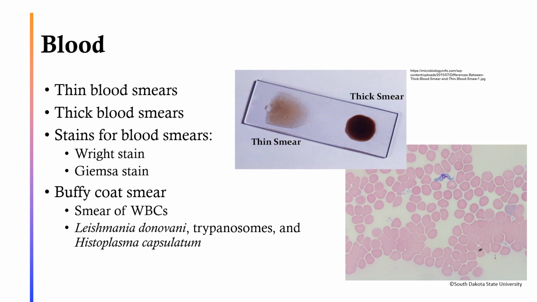So we can utilize just a classic Wright stain. A lot of the times in the microbiology lab, we don't typically just use the Wright stain. We're going to utilize the Giemsa stain alongside of it to help improve detection of these parasites. We can also utilize a smear of white blood cells. This is going to be looking for organisms like Leishmania, trypanosomes, or Histoplasma species.